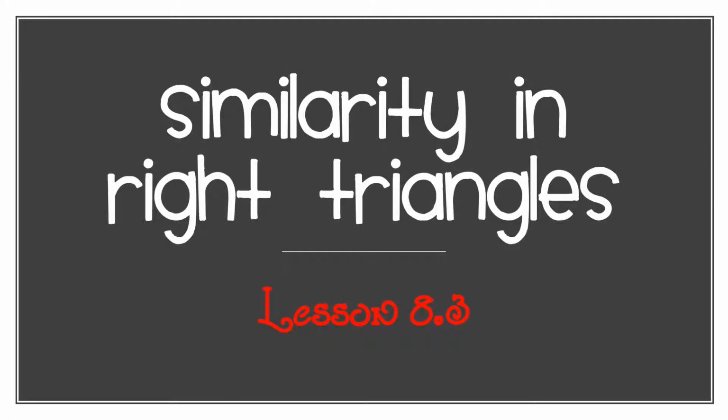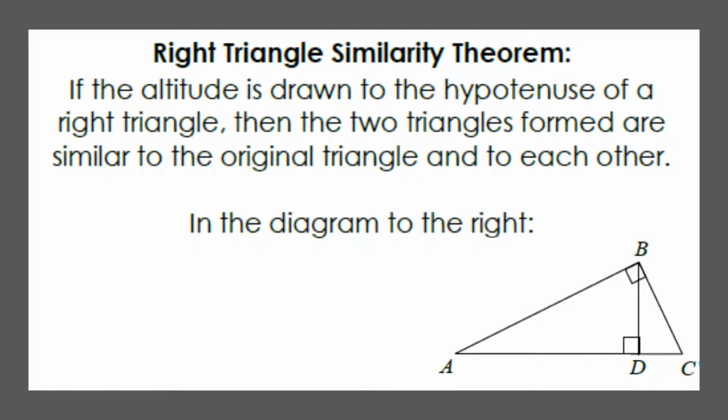Okay guys, today we're going to talk about similarity in right triangles. The similarity in right triangles utilizes geometric mean, which we will learn how to do. So the right triangle similarity theorem states that if an altitude is drawn to the hypotenuse of a right triangle, then the two triangles formed are similar to the original triangle and to each other.